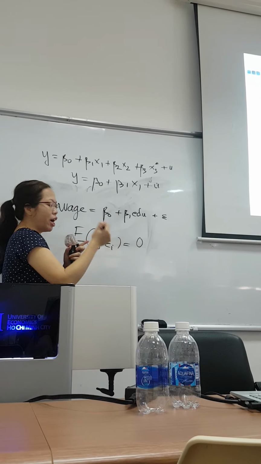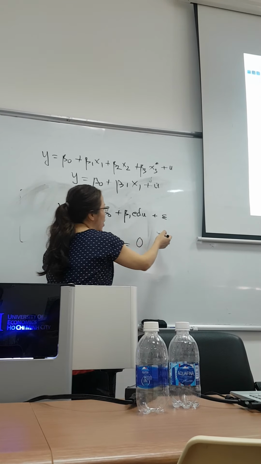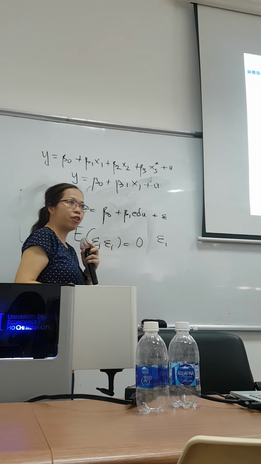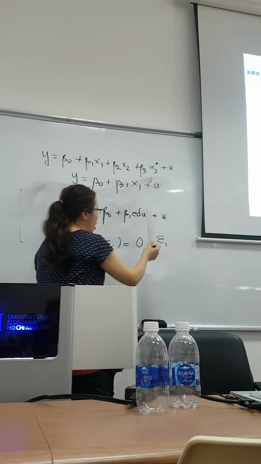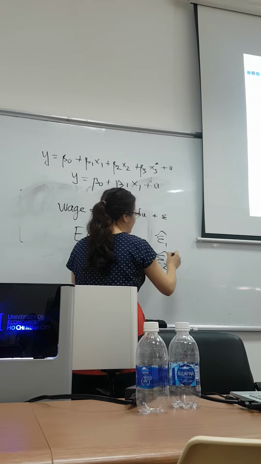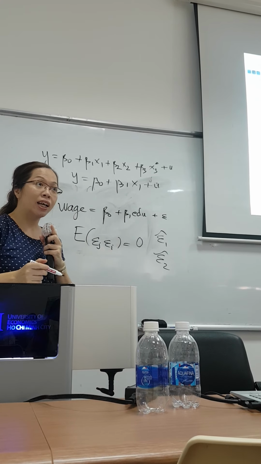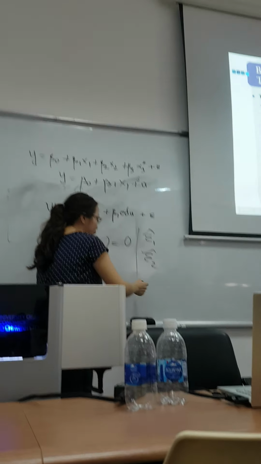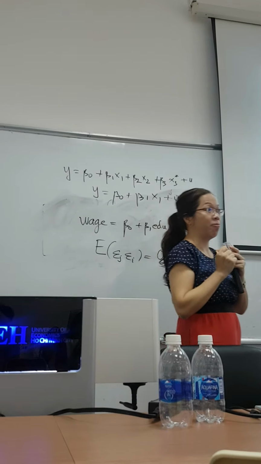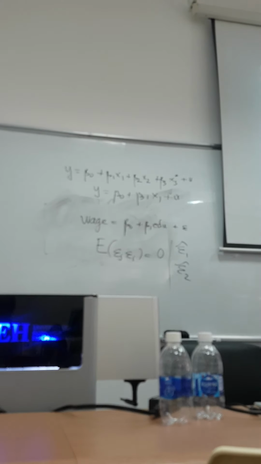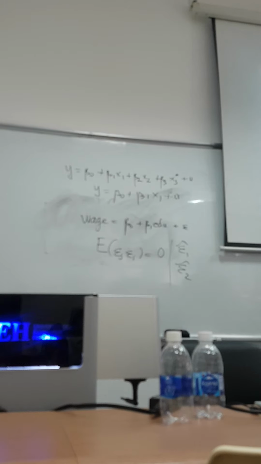In the regression, I have epsilon 1 for the first observation and epsilon 2 for the second observation, and these error terms are uncorrelated. So there's no correlation among the error terms. The correlation among the error terms is going to be equal to 0. So the error terms of different people will not be correlated.